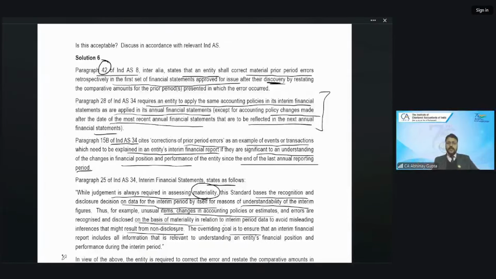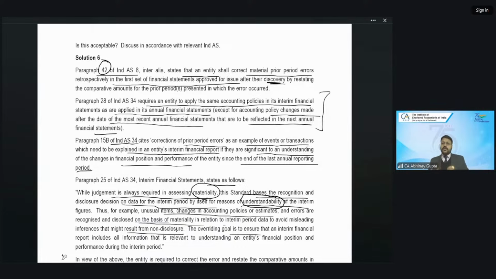So what is the objective? Let's understand. The objective is to empower the users of the financial statements to understand the financial statements effectively. Yes or no? So from that angle, if we are only correcting the error, but we are not explaining what the error was, how it was discovered, how it is corrected, and what would have been the impact had the error not occurred in the previous year, do you think the users of the financial statements will be able to know about this error without the disclosure? No. So that's why the standard says that if it is required for the understandability of the interim financial statement, then disclosure is also mandated.